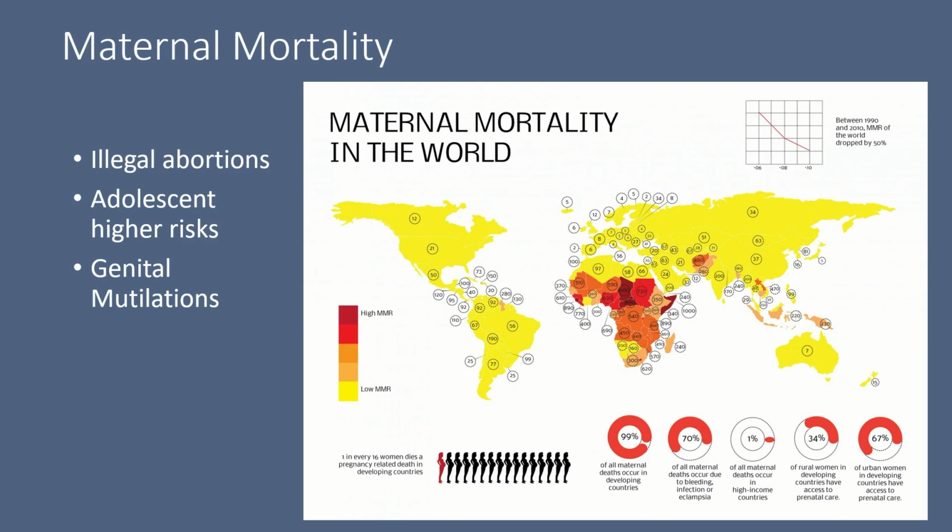Another big factor in this is maternal mortality, women dying in childbirth in particular. The world has made great progress in lowering maternal mortality in the world. This progress is now being threatened by things like making abortions illegal, by not providing sex education to teenagers.